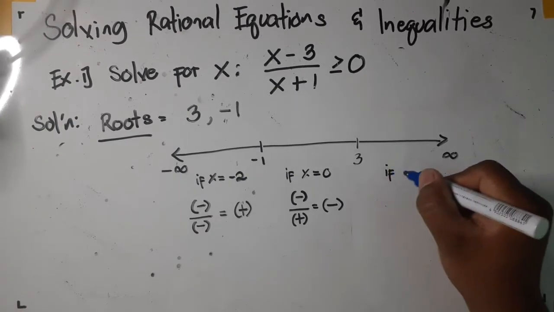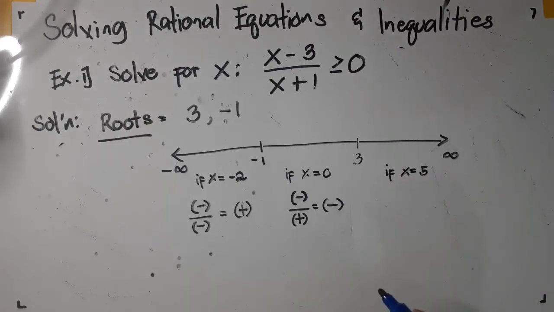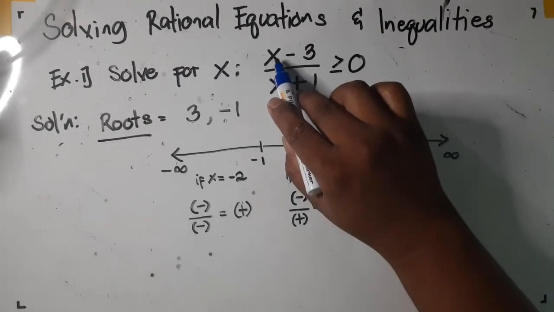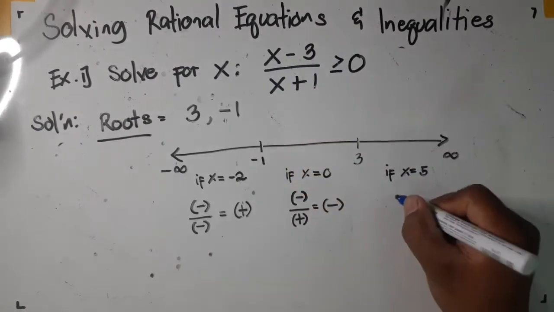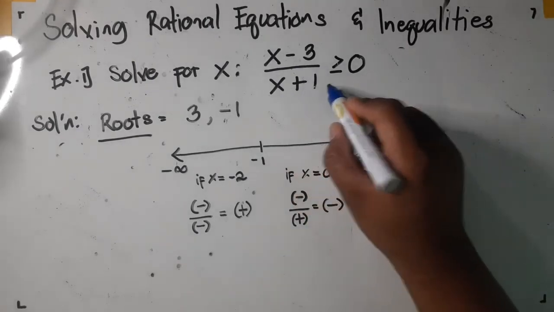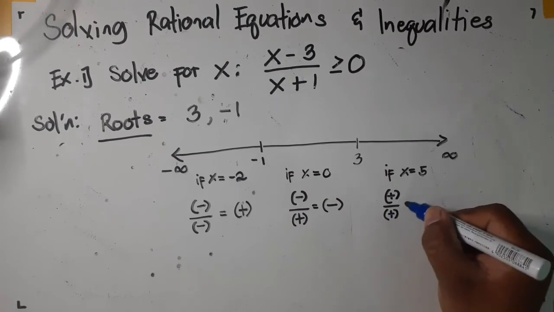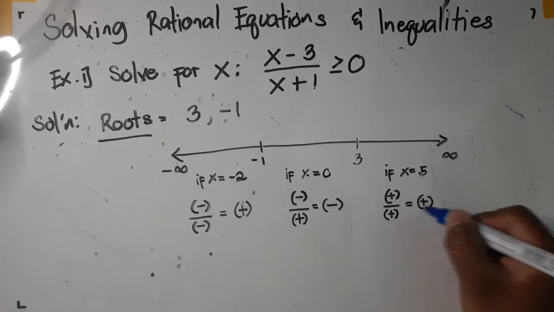So the last division, so you have x equals, choose a number, let's say 5. Okay, 5 minus 3. Okay, a positive 2. Okay, 5 plus 1. So a positive 6, so a positive again. Positive over positive, that is a positive.